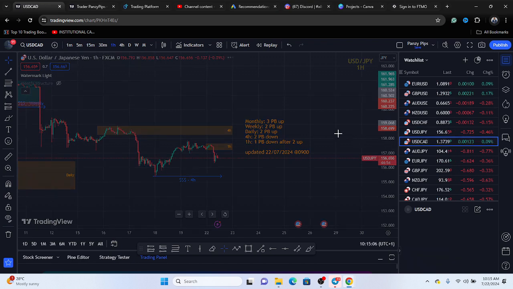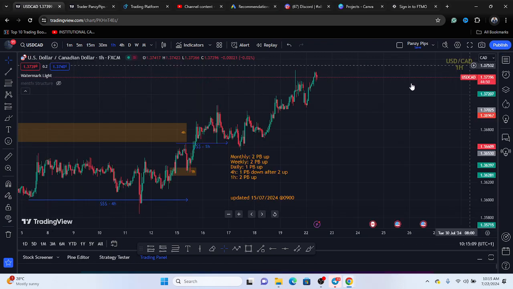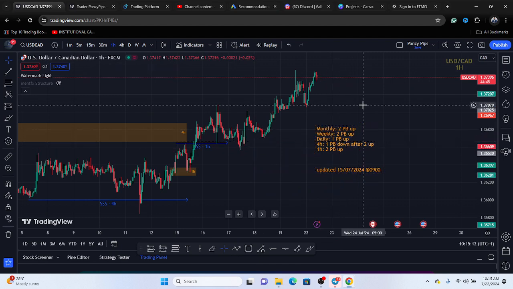Number 7, and where we'll be drawing the curtains for today is the US dollar Canadian dollar.